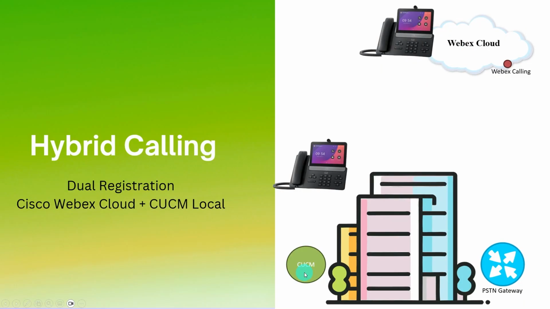So the registered phones can communicate with each other within the local CUCM network using RTP packets. These are usually wired connections. The same phone can communicate with another phone on WebEx Cloud. And in that case, RTP packets will have to travel using the internet.